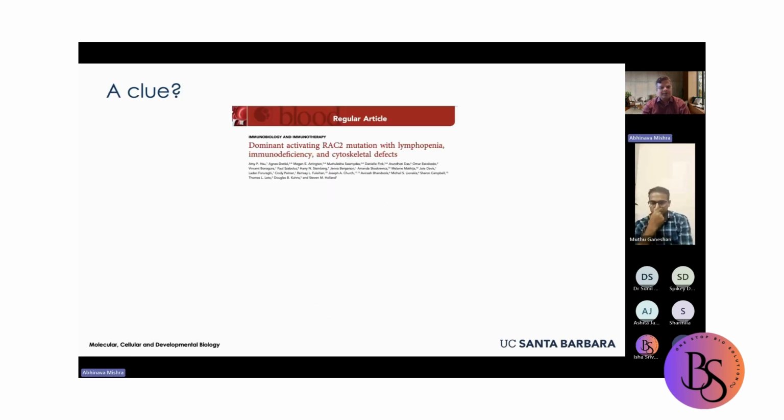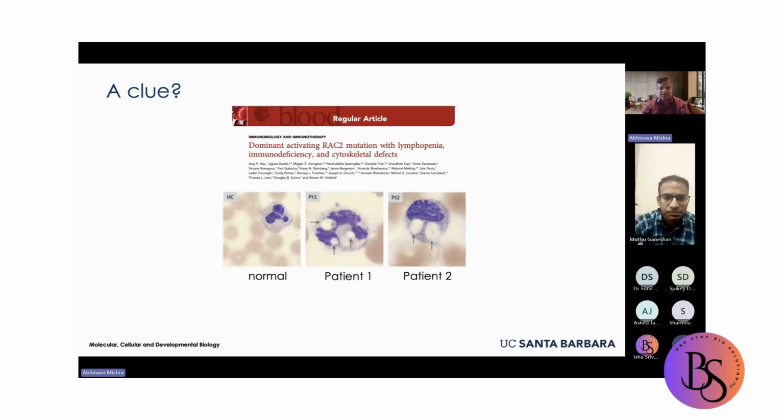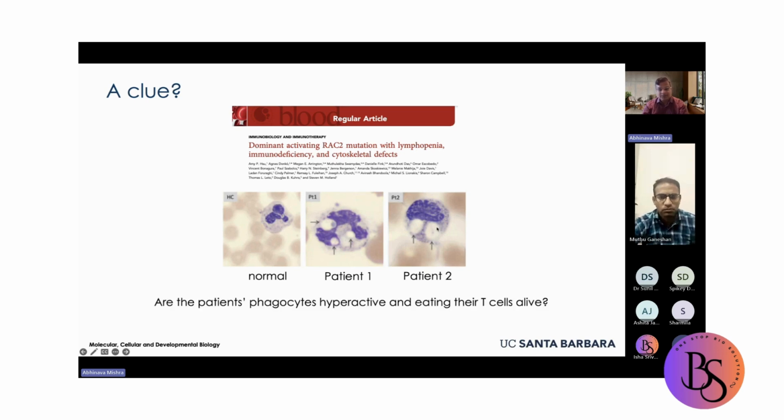So then we found a clue from their paper itself, which is their phagocytes were heavily filled with some kind of substances. So that suggested that actually their phagocytes are doing kind of hyperphagocytosis, because this mutation is not only in the T cells, but also in the phagocytes. And it is most likely that their phagocytes are being hyperactive and they are doing hyperphagocytosis, which is a process of engulfing our substances or pathogens.